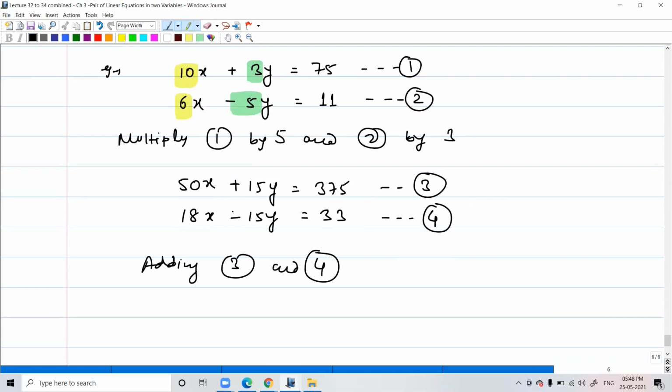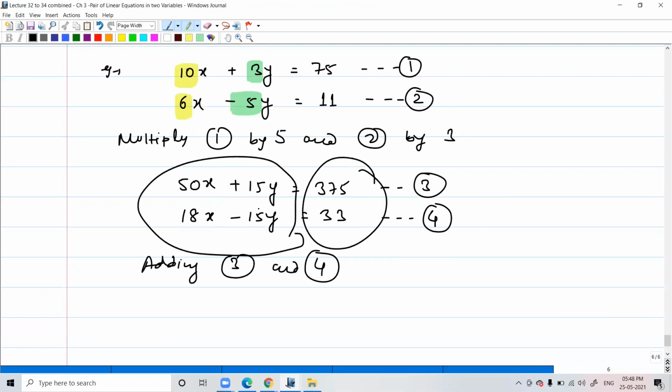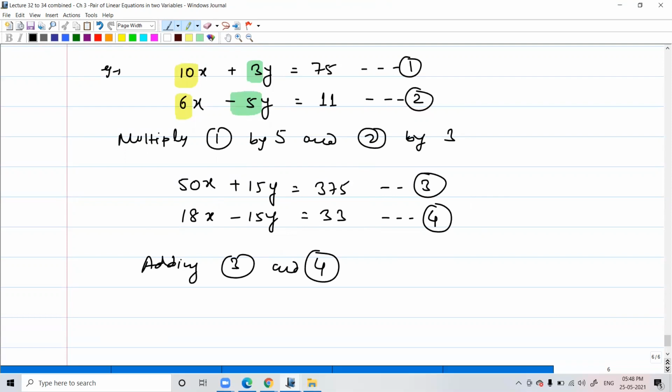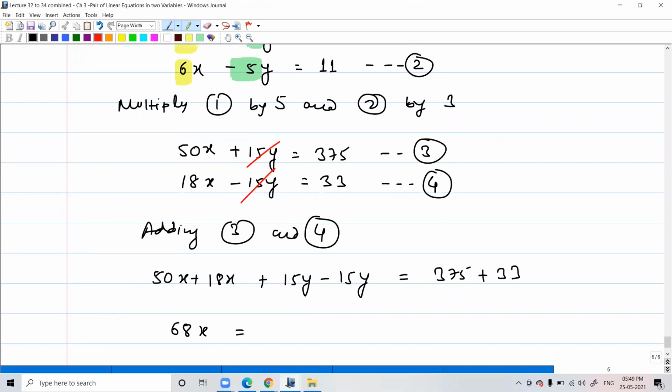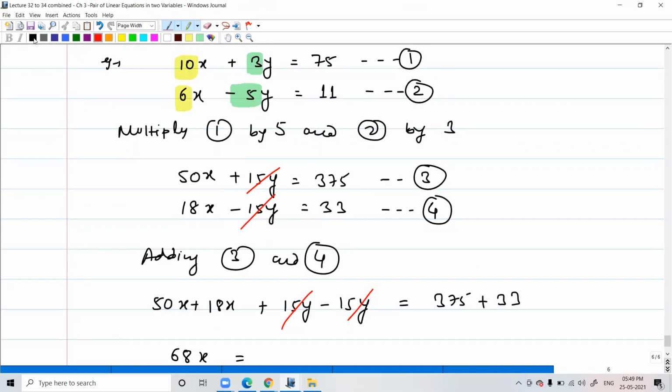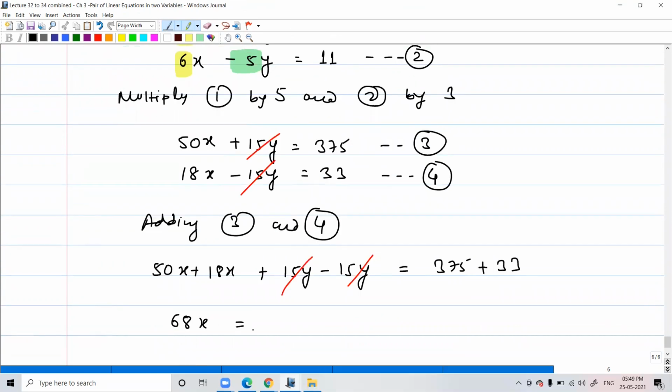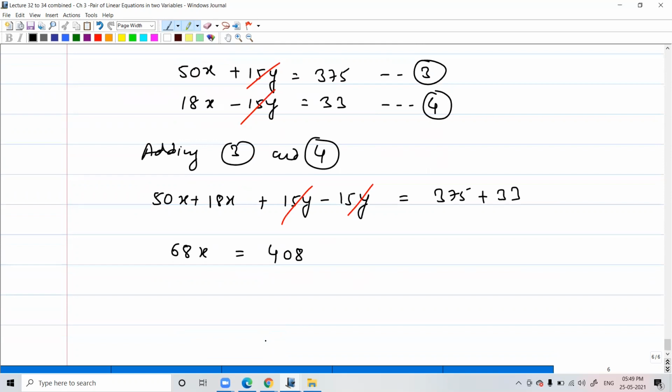Now add the equations. Remember, when we are adding, we will add the left hand side with the left hand side, right hand side with the right hand side. And here also on the left hand side, take the x terms together. So 50x plus 18x, how much will that become? 68x is equal to, how much is the right hand side, guys? Tell me. 408. Yes. Okay, so what is the x value? Do the calculation and tell me. 6, sir.